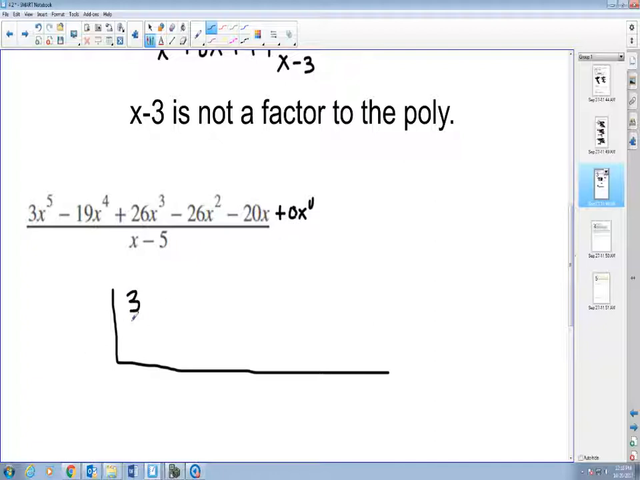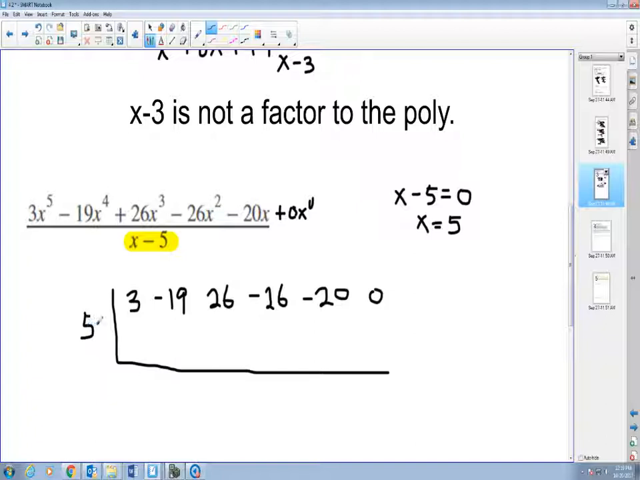So let's write in our coefficient here. 3, negative 19, 26, negative 26, negative 20, and let's make sure we put a 0 down here at the very end for the constant term. So for a moment, let us pretend that x minus 5 is a factor to this big old polynomial. Therefore, if I set my factor equal to 0, then x is equal to 5. So I'm pretending 5 is a 0 to my polynomial for right now. So I can go through the algorithm.